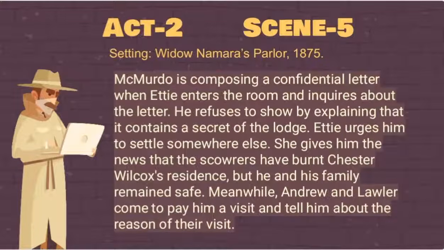Meanwhile, Andrews and Lawler, the other Scourers, come to visit McMurdo and tell him about the reason for their arrival. It was a secret reason which was not clearly revealed. Although McMurdo wants to know the purpose of their arrival, they just say that it's a lodge task.